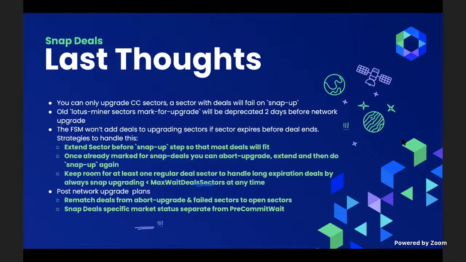One last thing, we do have some plans to do things post-upgrade. It works pretty well right now, but we would like to do some things like rematching deals. So when you abort upgrade right now, the deals get dropped. We'd like to make it so they get rematched to open sectors, and we'd also like to make the market component interface interaction a little bit nicer and have a state specifically for SnapDeals. So that's it. Thanks, folks.